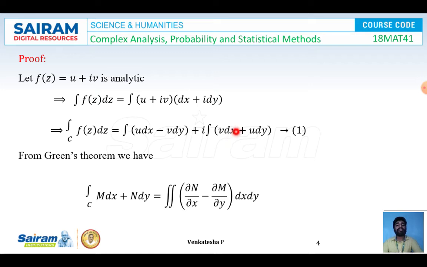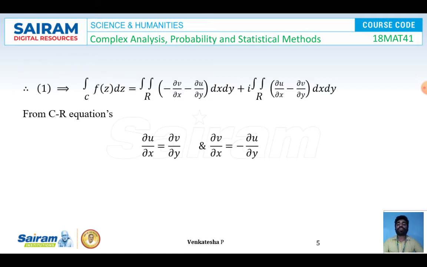Similarly, by comparing the second equation with the Green's theorem statement, we can say that M is equal to v and N is equal to u. So in this equation, I'll be replacing N with u and M with v. After replacing that, we got the equation like this. The integral over C of f(z) dz is equal to the double integral over R of (minus ∂v/∂x minus ∂u/∂y) dx dy plus i into the double integral over R of (∂u/∂x minus ∂v/∂y) dx dy.